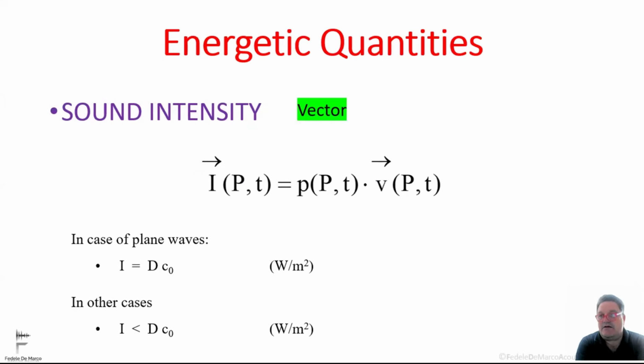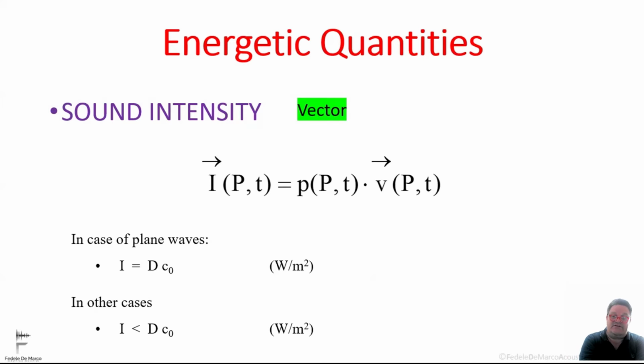Sound intensity measures the flux of energy passing through a surface. So it is no longer the energy trapped inside a volume, it is the energy that is passing through a surface. Exactly, the energy passing through the unit surface in 1 second. So watt per square meter. Sound intensity is a vectorial quantity which has a module, a direction, and a sign, a verse.